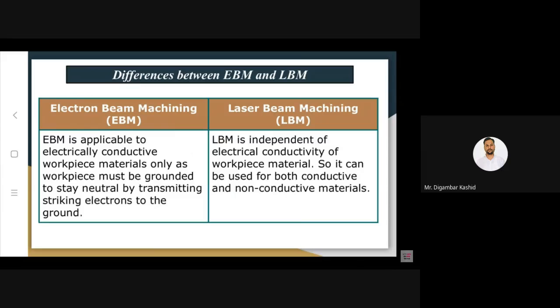EBM is applicable to electrically conductive workpiece material only, as the workpiece must be grounded to stay neutral by transmitting striking electrons to the ground. This is a basic condition required for this EBM process. In case of LBM, that is laser beam machining, LBM is independent of electrical conductivity of workpiece material, so it can be used for both conductive and non-conductive materials.